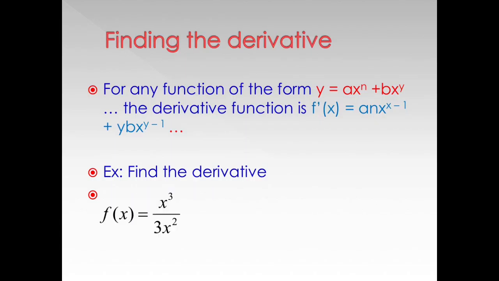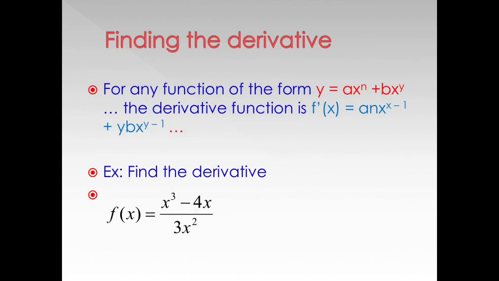With our fractions, we need to treat them as polynomials, or actually rewrite them as polynomials before we can apply our power rule. So I need to simplify what I have here. If I simplify using my exponent properties, since the bases are the same, I can just subtract the exponents. So I get x to the 3 minus 2 over 3, and I can rewrite that as 1/3 times x. When I go to take the derivative of that now, f prime of x is going to be just 1/3.